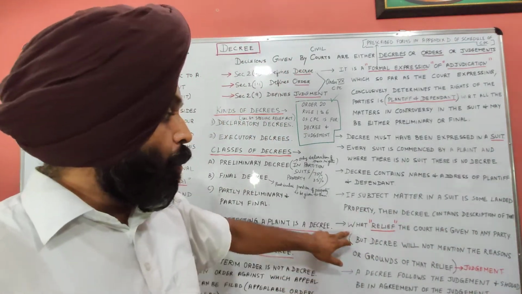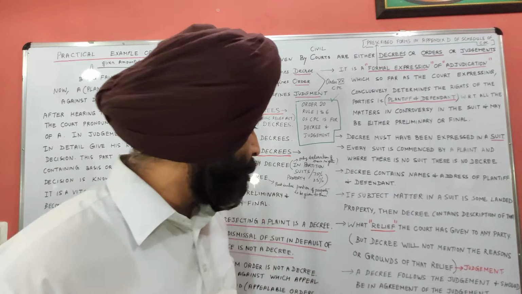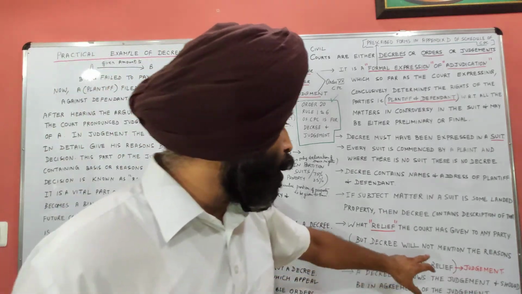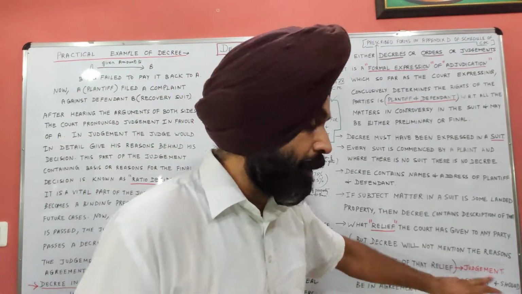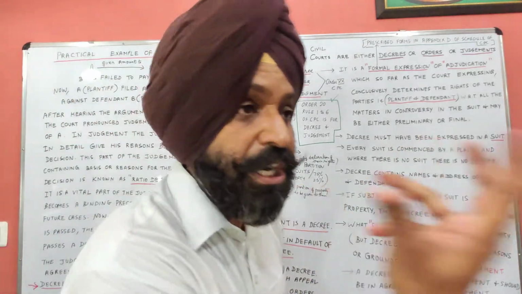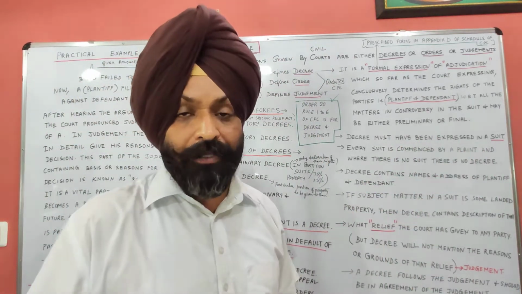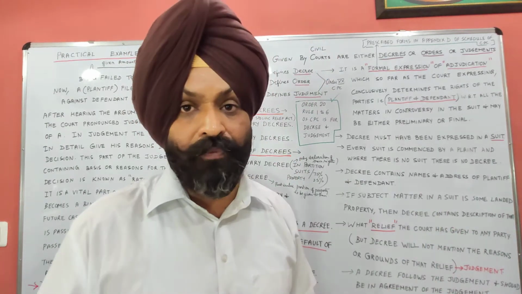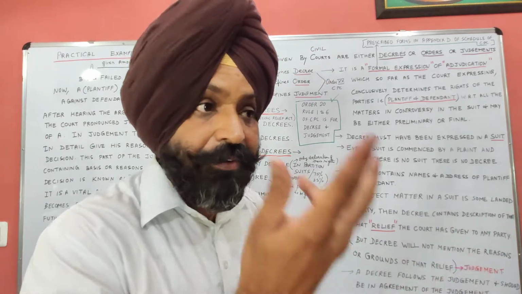Then the other is what relief the court has given to any party. But the decree will not mention the reasons or grounds of the relief. That's the part of the judgment. So, what is the actual relief given by the court? That's very, very important part of the decree. So, what's the real relief?